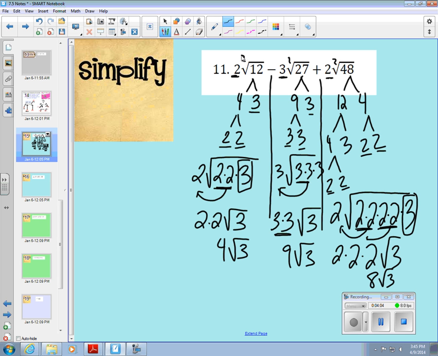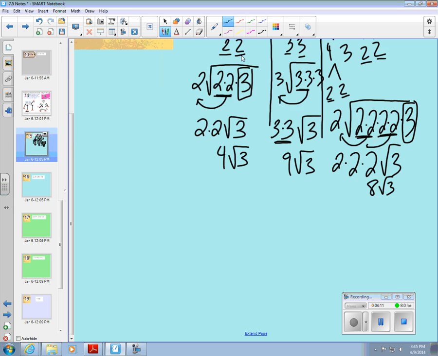All right, so how are we adding or subtracting these? Well, we just look up above here. We have our first term, 4 root 3. We were subtracting our second term, and then we were adding our third term.